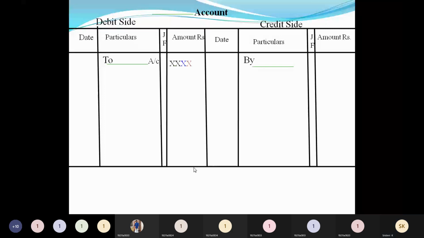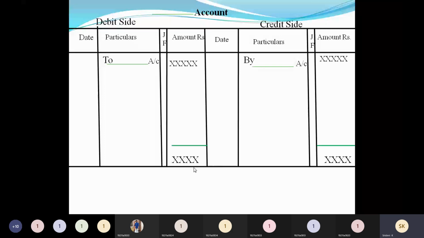And like that you go on recording all the account names in debit side and credit side, whatever it is related with that particular account that you are posting. Okay, and at the end of the month you are going to total both sides. Sometimes you will be showing the total amount equally on both sides, even though they are not equal.